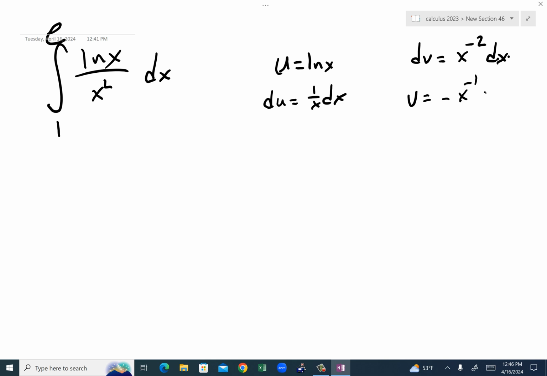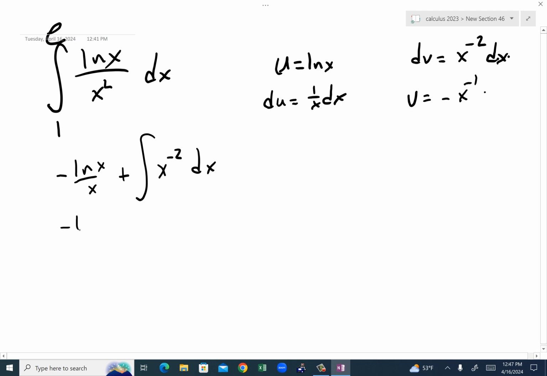So what did you get for an answer, friend? We're plugging in the numbers. No, what'd you get for the antiderivative? I'm just curious what you have. Negative ln of x over x minus the integral of, it's actually plus, right? X to the minus 2. Yes. And then you got negative ln x over x minus 1 over x plus c.